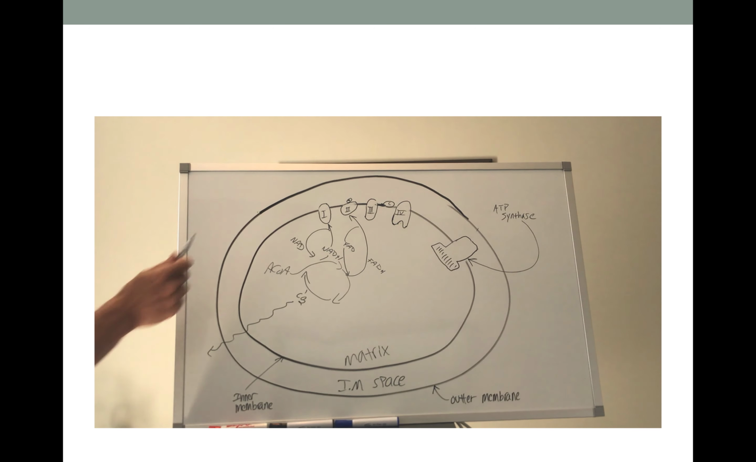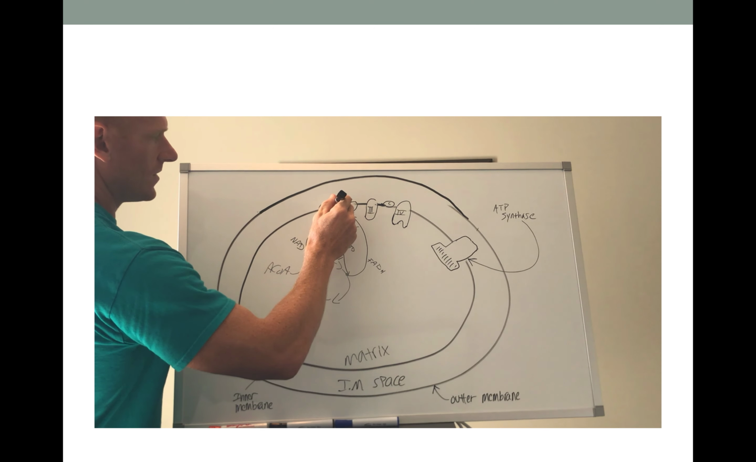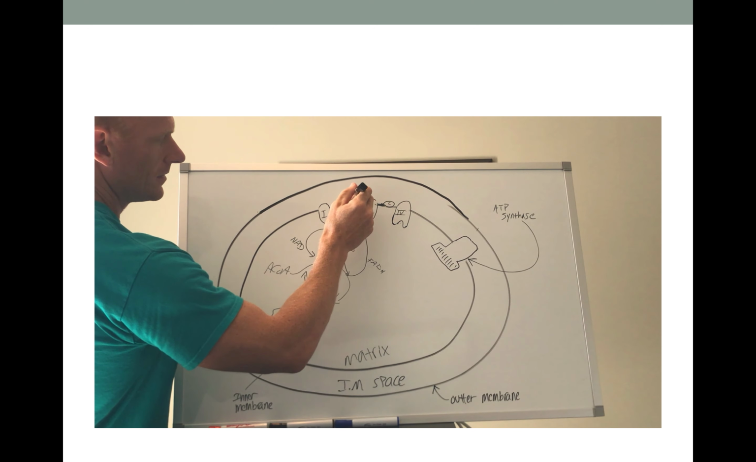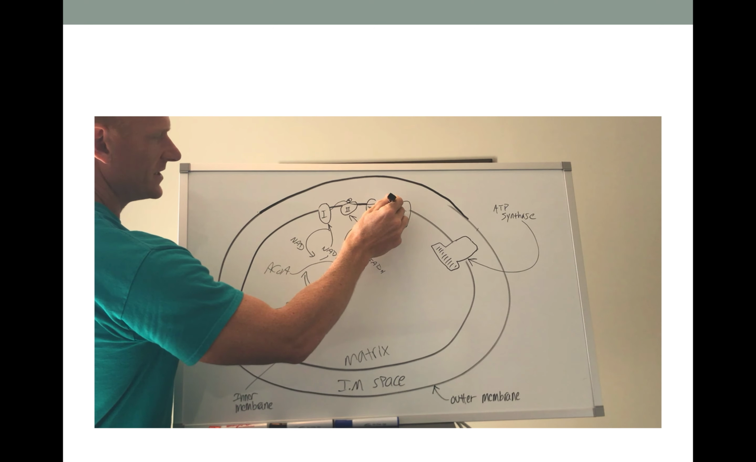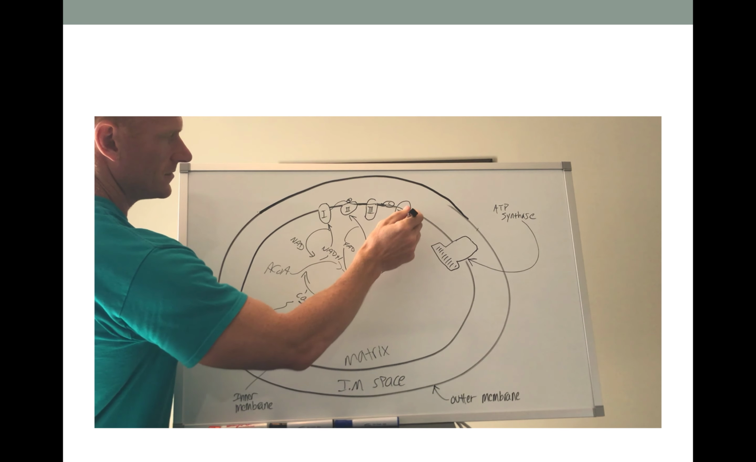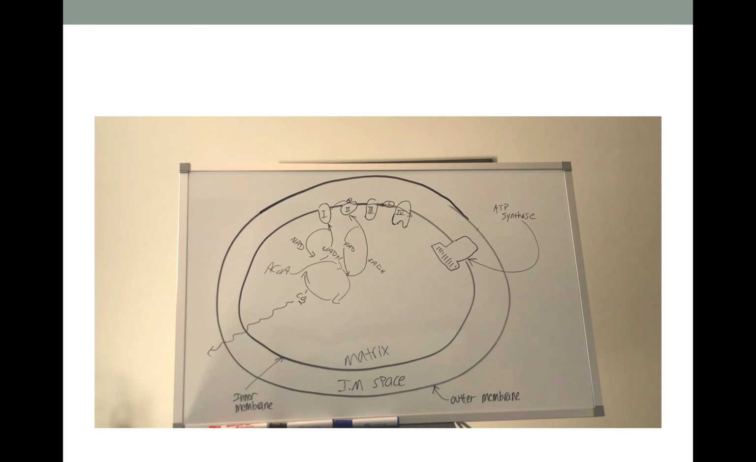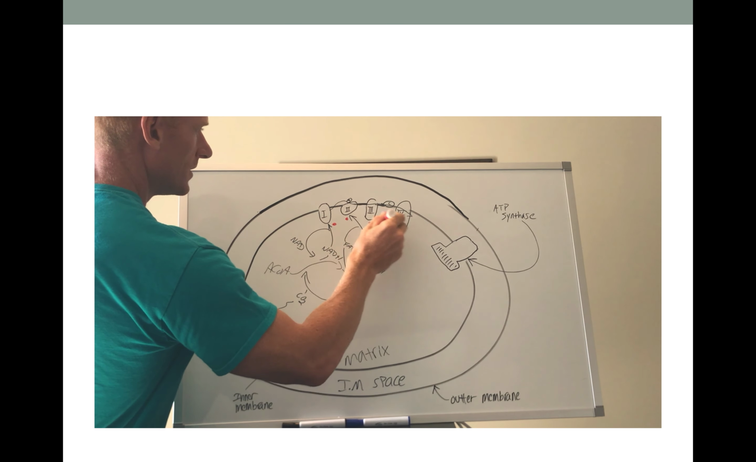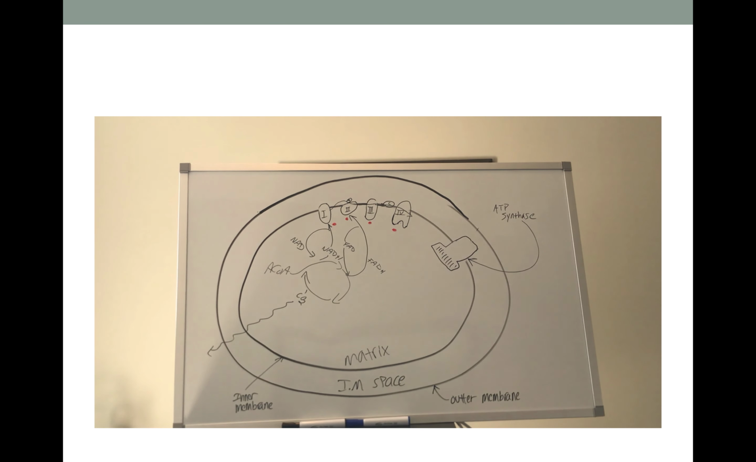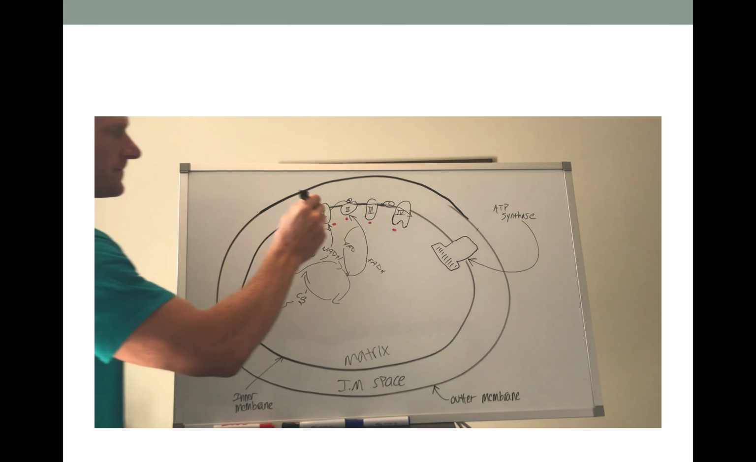Electrons from NADH are passed on to complex 1. Electrons then pass from complex 1 to complex 2, to complex 3, to cytochrome C, to complex 4. Those are the electrons. The electrons are negatively charged. The hydrogens, which we'll draw in red, are positively charged. And these complexes use the difference in charge to pump the hydrogens out.